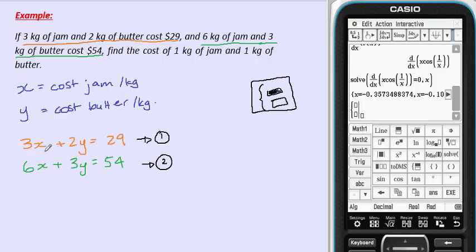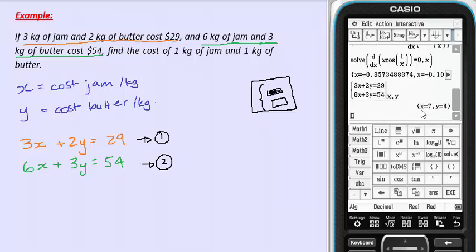Now what I'm going to do is I'm going to put my equations into each of these boxes. So I'm going to write 3x plus 2y equals 29. And I'm going to write 6x plus 3y equals 54. And here are my two equations written in. On this side, in this little box, I'm going to tell the calculator that I want the answers for x and y. So I put x and y as my two variables here with a comma between them. And when I press enter, I get x equals 7 and y equals 4.